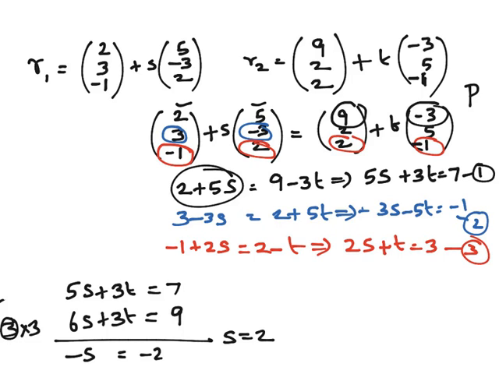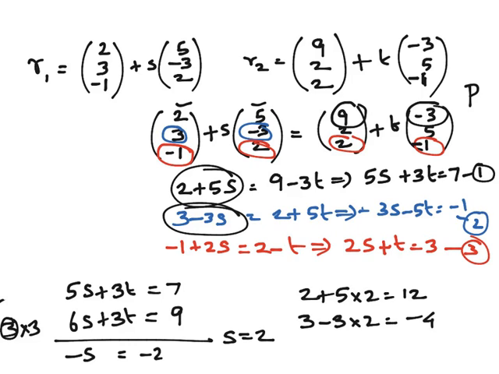So 2 plus 5s, so 2 plus 5 into 2 is 12, and 3 minus 3s, so I'll substitute it here. 3 minus 3 into 2 is minus 3, and then I'll substitute it here. So minus 1 plus 2 into 2 is 3. So the point of intersection is 12, minus 3, and 3.